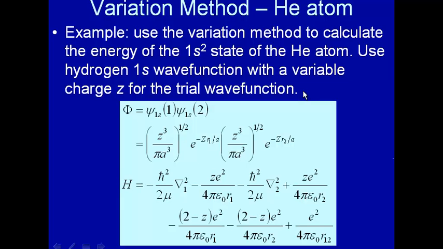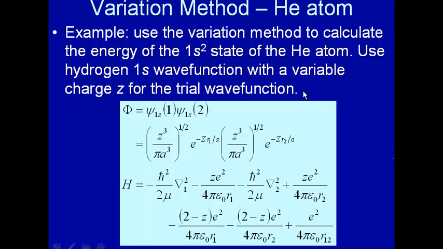Here we're going to use the variation method to calculate the energy of the electrons in a helium atom. You may recall that we tried to use the Schrodinger equation on the helium atom, but because of the electron-electron repulsion terms, it made the problem into a three-body problem and did not yield an analytic solution. So we have to use approximate methods to get those energies and the wave functions.